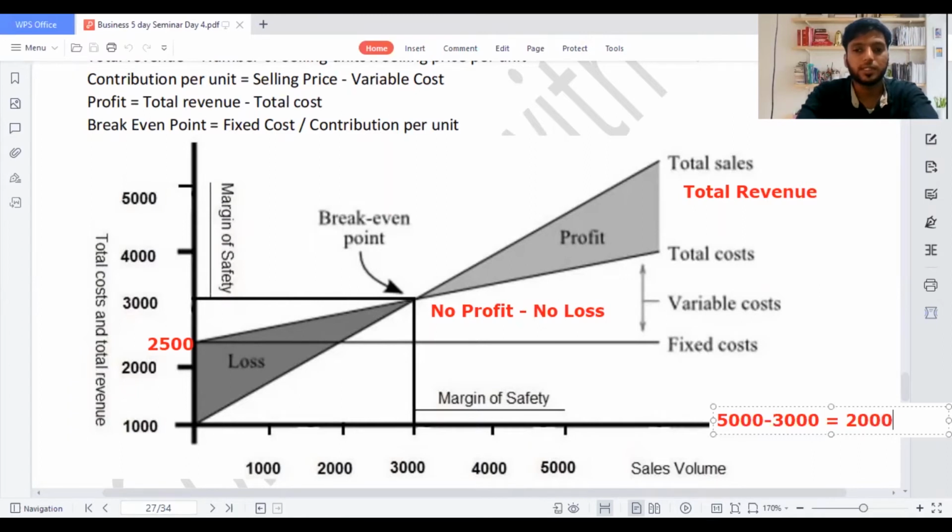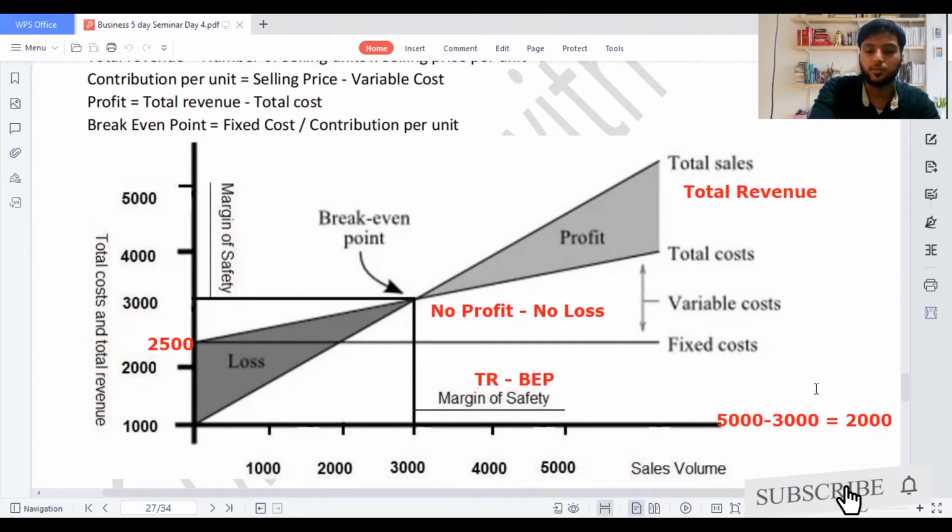So margin of safety says that you take your break-even point and see the actual difference between the total revenue and that point. Now I'll write the formula here: total revenue minus break-even point. So this gives you the actual number of units to be produced in order to make the profit stronger. Then we move on to the next part of the content.